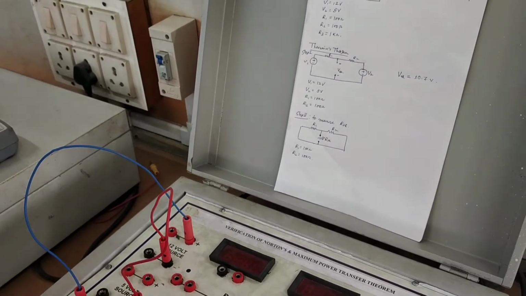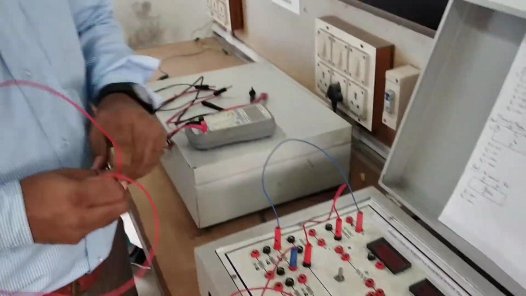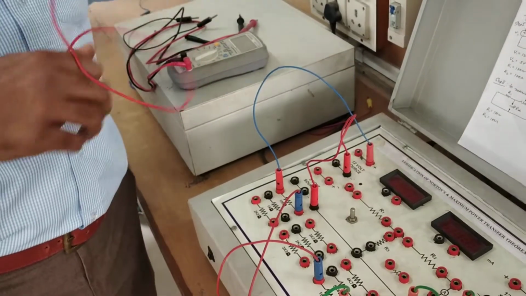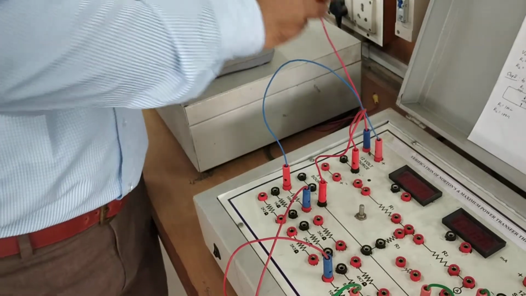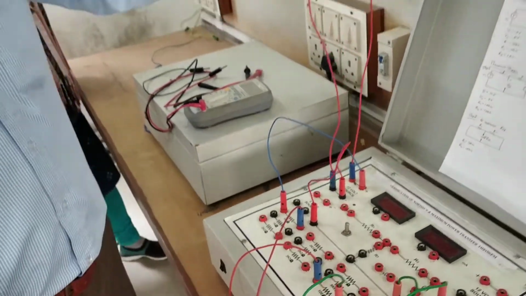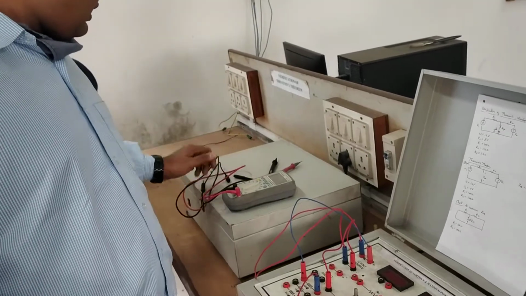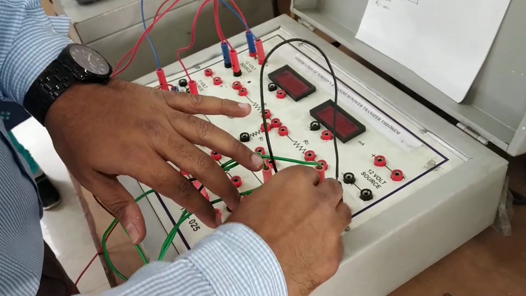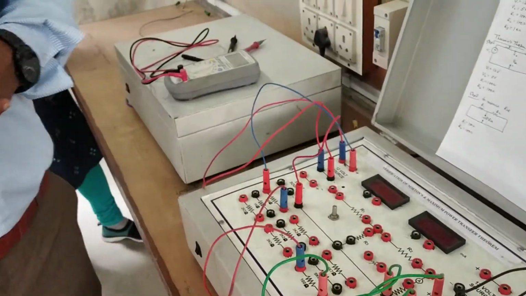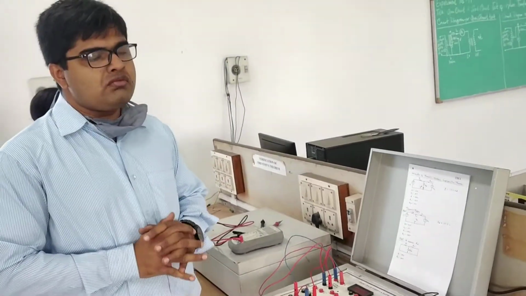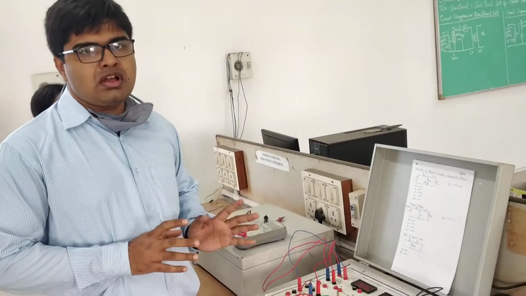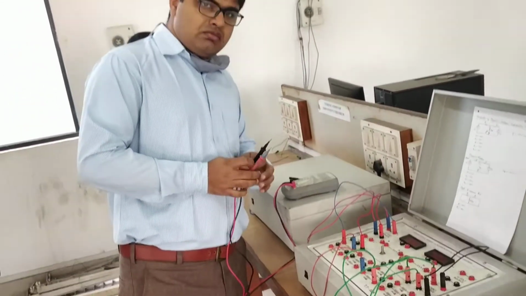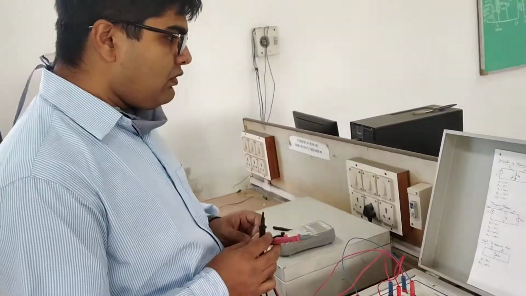So how to implement this in the theorem kit? This is the source. You need to just short it like this. And secondly, you have got another source, this 5 volt source. You need to short this. Now, since it is a resistance measurement, you need not switch on the circuit. We use a multimeter to measure the Thevenin equivalent resistance.